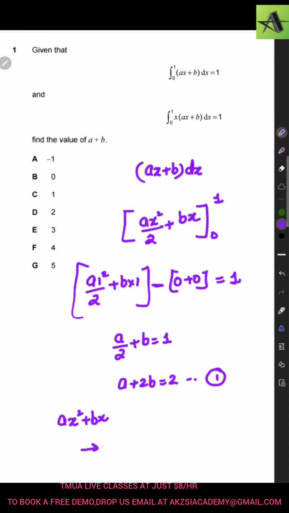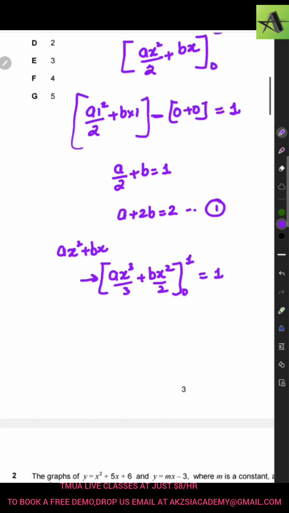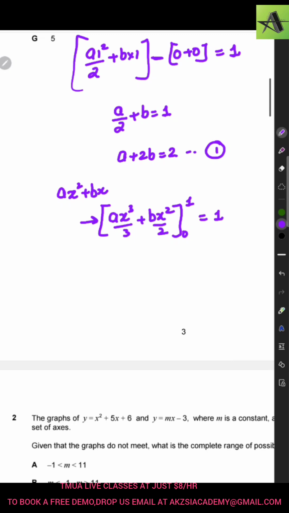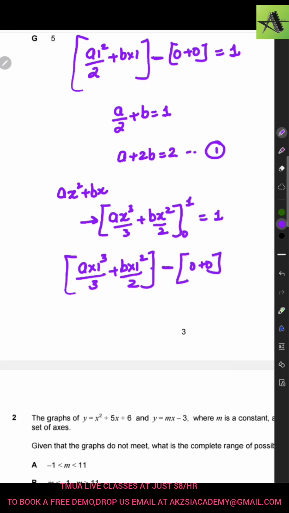So integrating, I'll get ax cubed over 3 plus bx squared over 2. And again, the limit is 0 to 1, and that's equal to 1. Which means on substituting the same upper limit minus lower limit, first substituting 1: a over 3 plus b times 1 squared over 2, minus the lower limit, which is 0 plus 0. So this will give me a over 3 plus b over 2 is equal to 1.